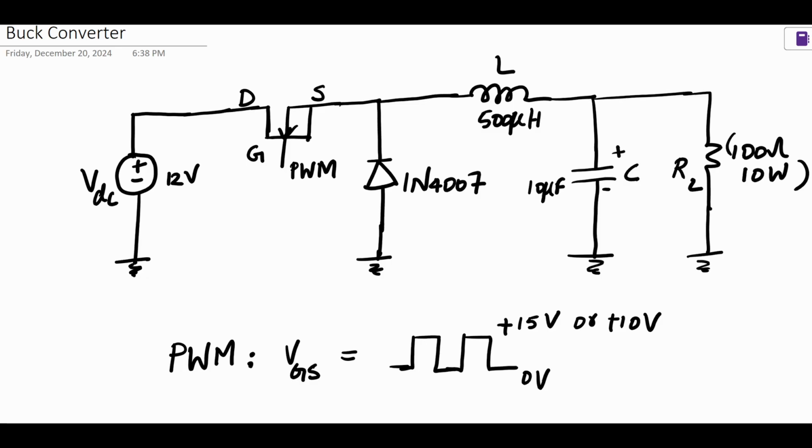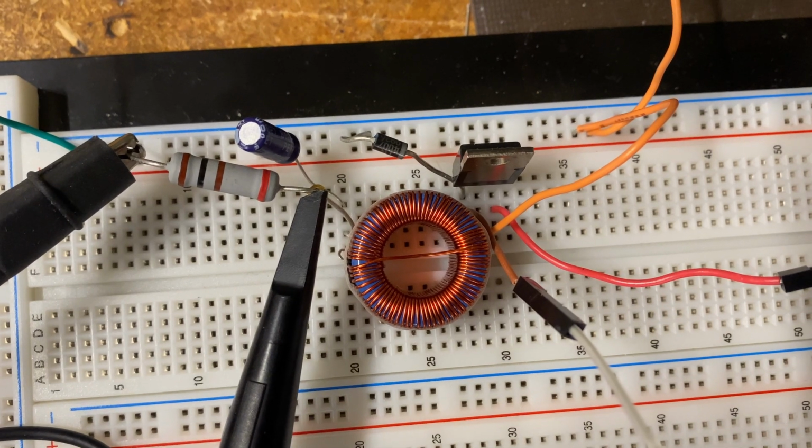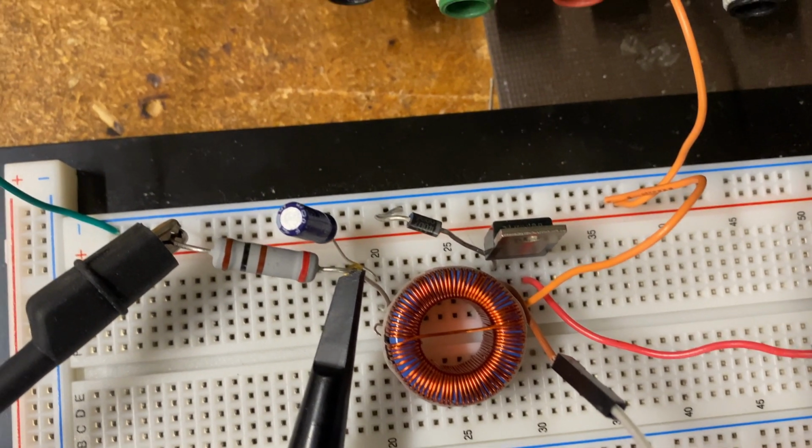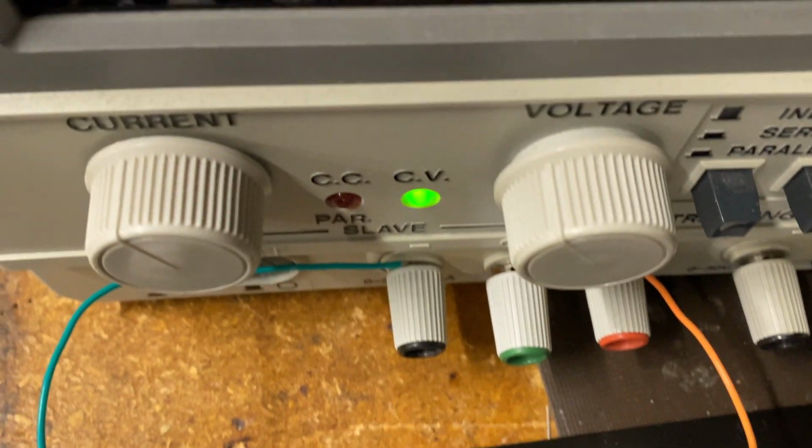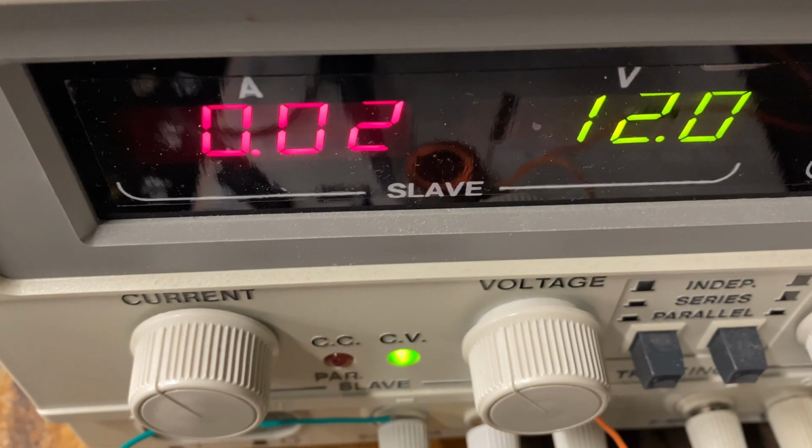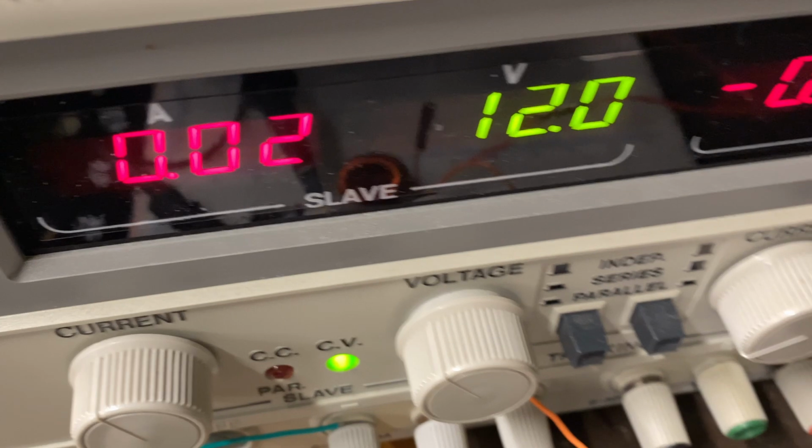Here's a simple schematic. Here's how the components are connected. I've used a 12 volt input voltage source, and to get the gate to source voltage, I've used an external function generator that produces a square wave with variable duty cycle, say 10% to 90%.